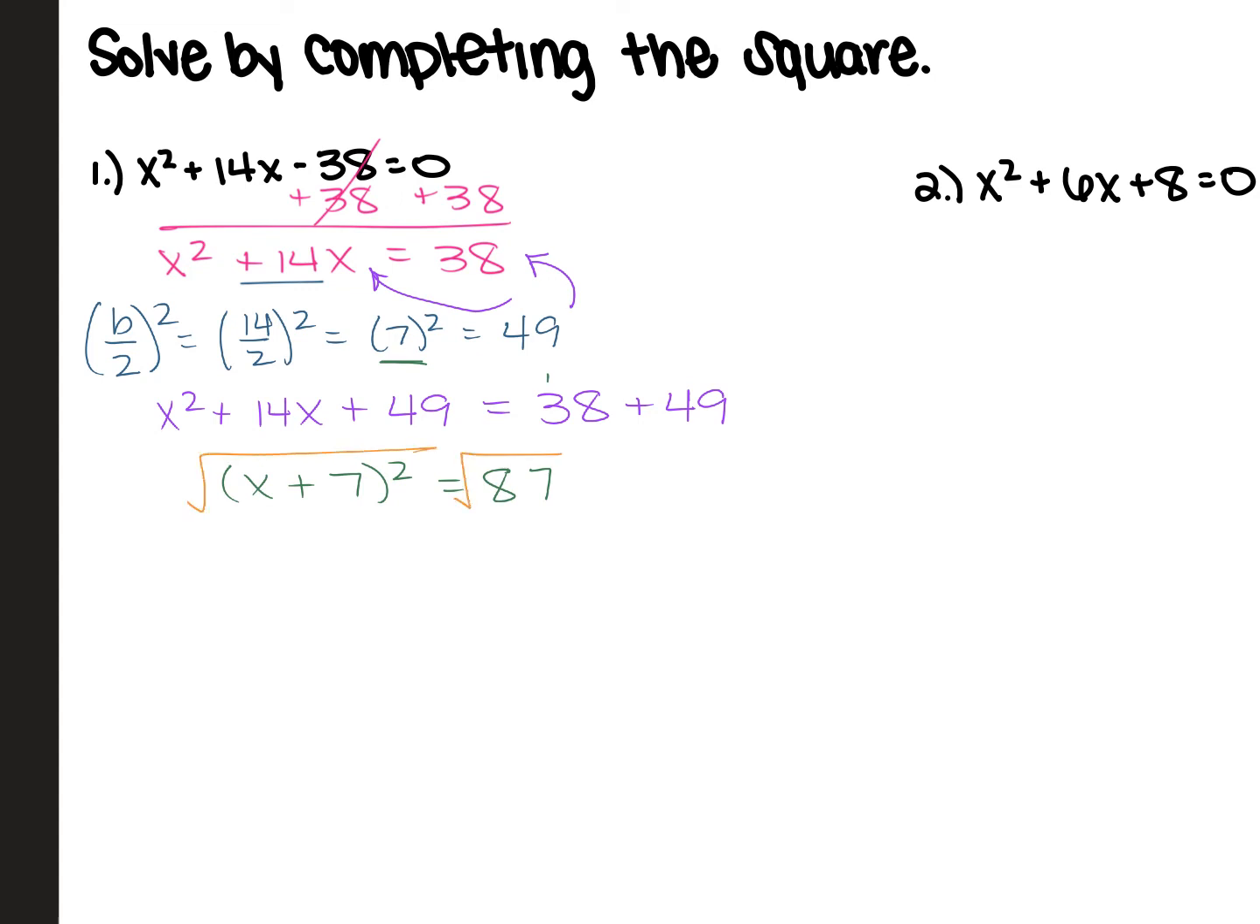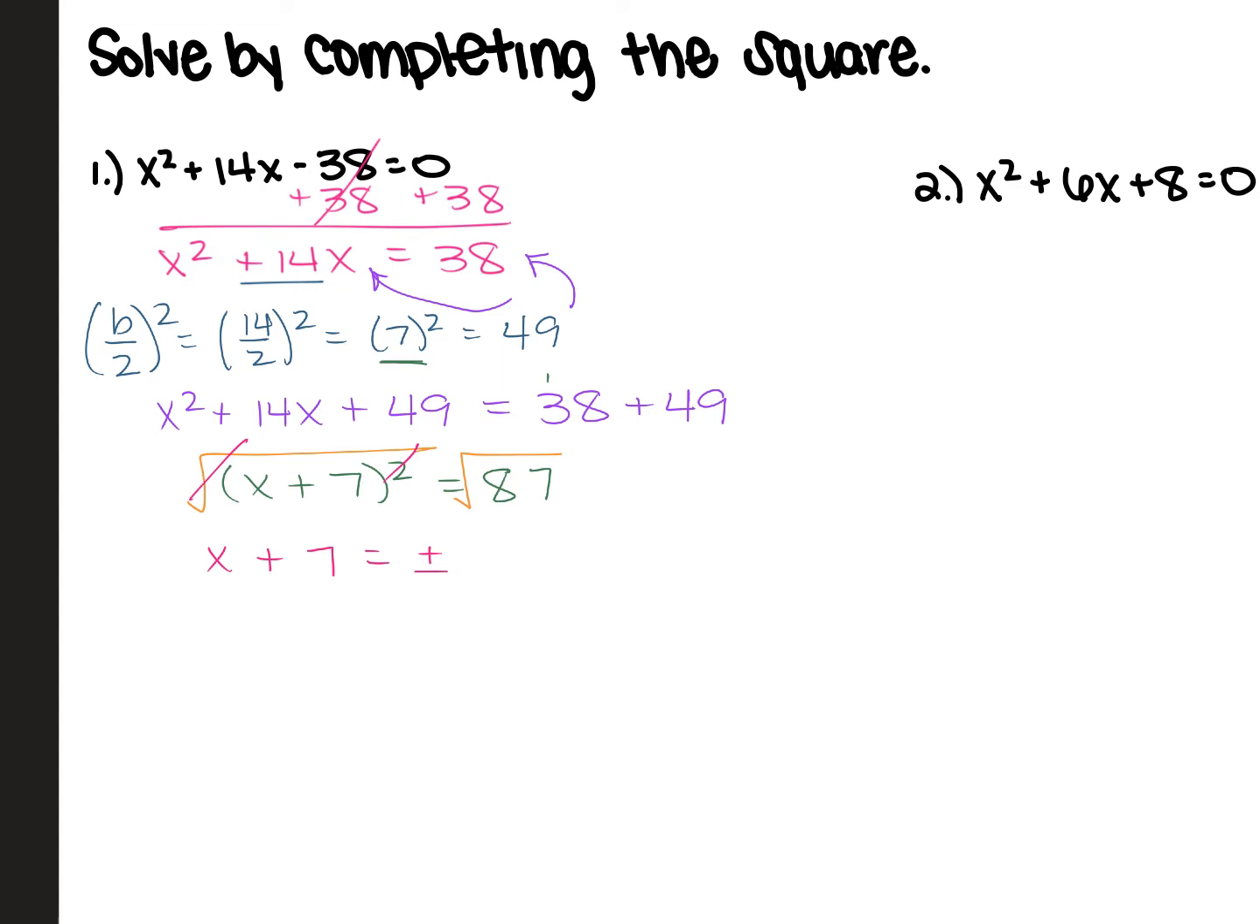So take the square root of the left, take the square root of the right. On the left, that square root cancels out your power. It's where you just have x plus 7. On the right, you have the square root of 87. We put the plus or minus in front of that, and we're going to leave it as the square root of 87 because I don't think that simplifies.